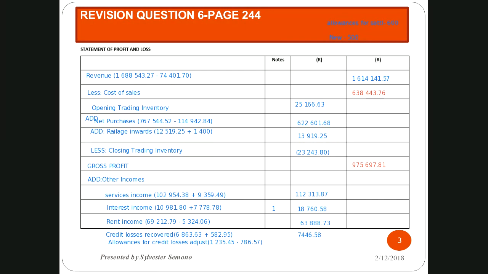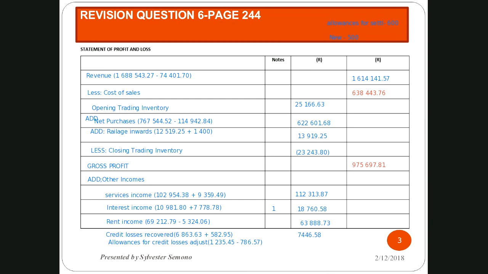Number 5, no income there. Number 6, no income there. Number 8, we dealt with it. Number 9, no income there. Number 10, no income there. Number 11, no income there. Number 13, no income there. So these are all the incomes we have. Now we must add all the incomes, as you can see here, from services income to the allowances for credit losses adjustment. Please, let's add all the figures together.